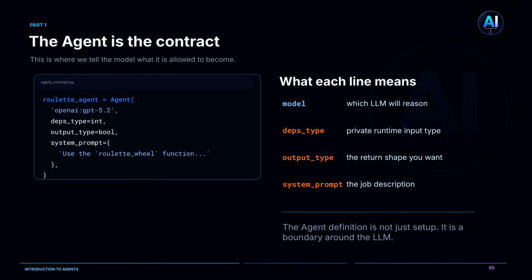The first key idea is that the agent is a contract. You choose the model, you declare the dependency type, you declare the output type, and you give it a system prompt. Think of it like defining the rules before anything runs. The model name tells the agent which model does the reasoning. The dependency type says the private data you'll pass at runtime is an integer. The output type says you want a Boolean back. Not a paragraph, just true or false. And the system prompt tells the model to use the roulette wheel function to check whether the customer won. So before any code runs, you've already described exactly what goes in and what comes out.